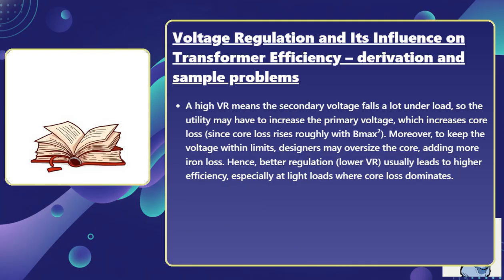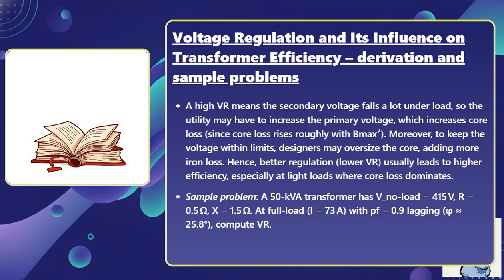A high VR means the secondary voltage falls a lot under load, so the utility may have to increase the primary voltage, which increases core loss because core loss rises roughly with B max squared. Moreover, to keep the voltage within limits, designers may oversize the core, adding more iron loss. Hence, better regulation, lower VR, usually leads to higher efficiency, especially at light loads where core loss dominates.